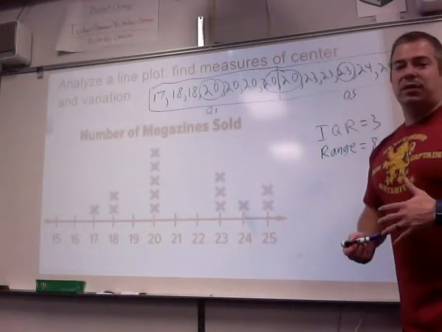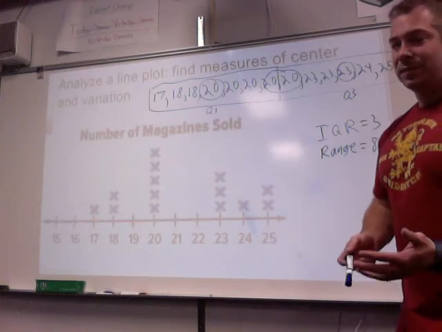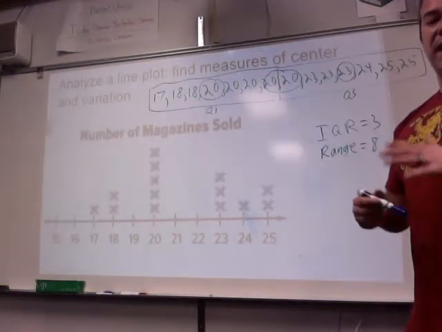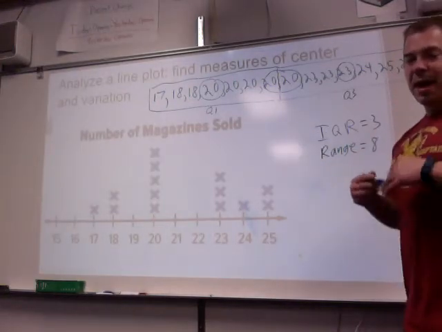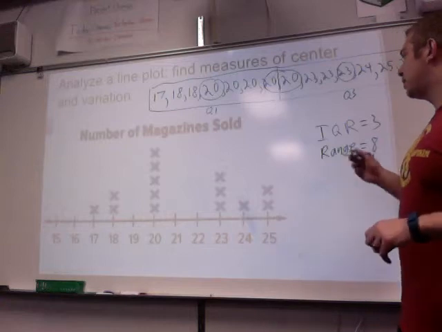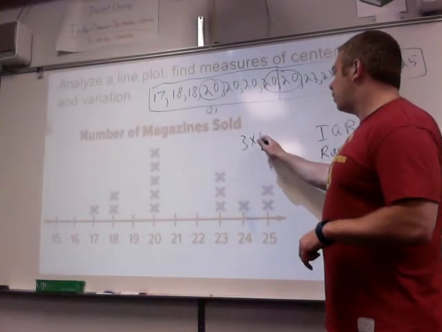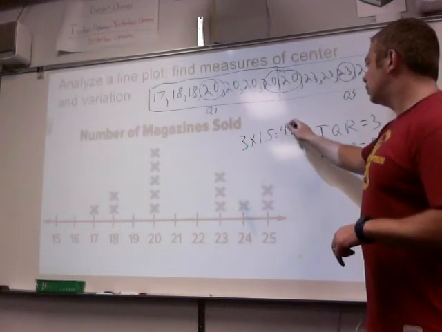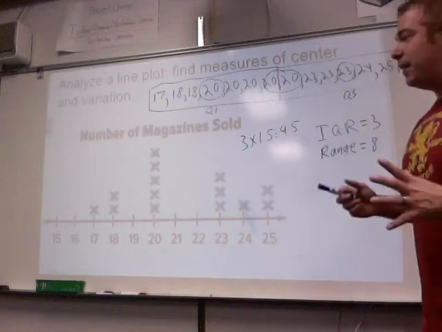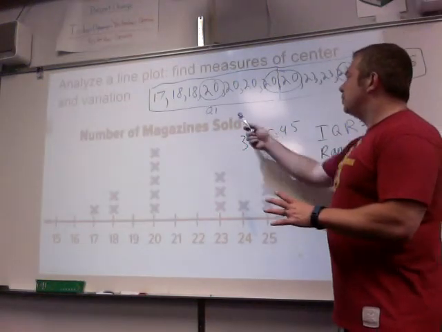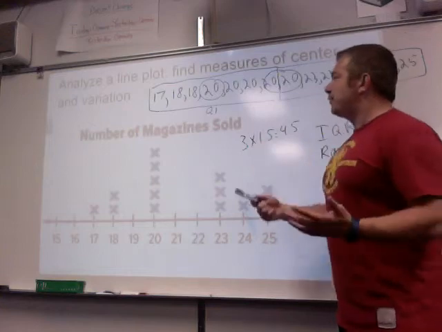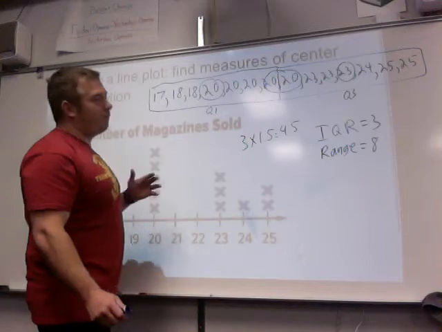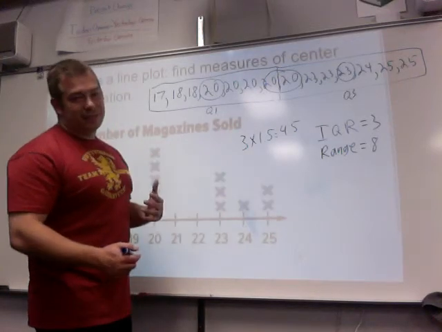All right, now we have to determine if there are any outliers. And if we remember from last chapter, I know this is very confusing. To find any outliers, we have to take our IQR and multiply it by 1.5 first. That's the first step. So 3 times 1.5 actually equals 4.5. All right. Now, to see if there's any outliers, I have to take quartile 1 minus 4.5 first on this side.